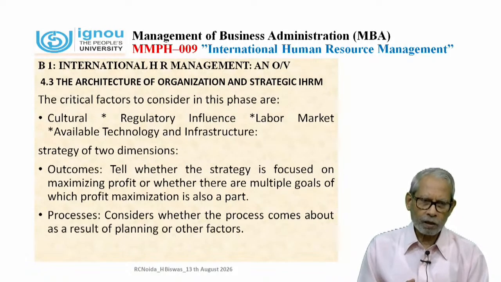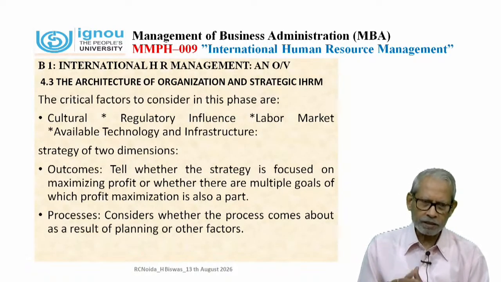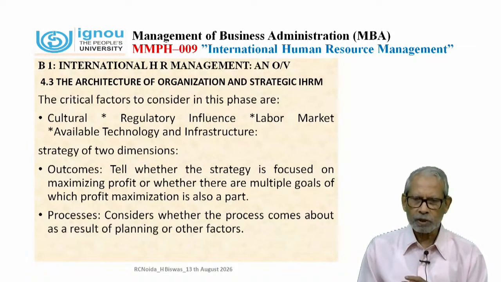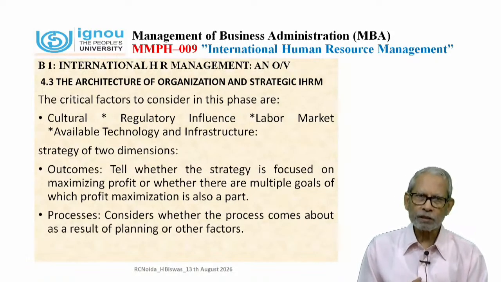available technology and infrastructure. Strategy has two dimensions, outcomes and process. Outcomes tell whether the strategy is focused on maximizing profit or whether there are multiple goals, of which profit maximization is also a part. Process considers whether the process comes about as a result of planning or other factors.